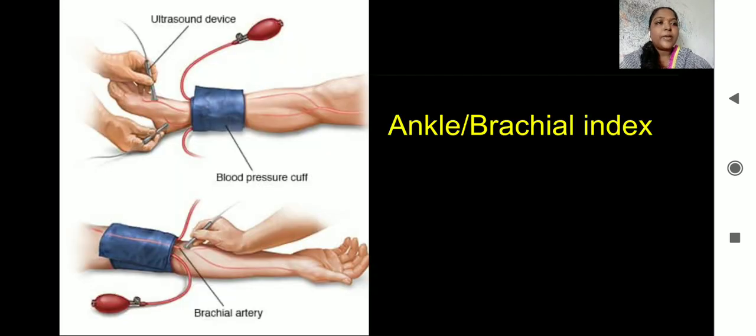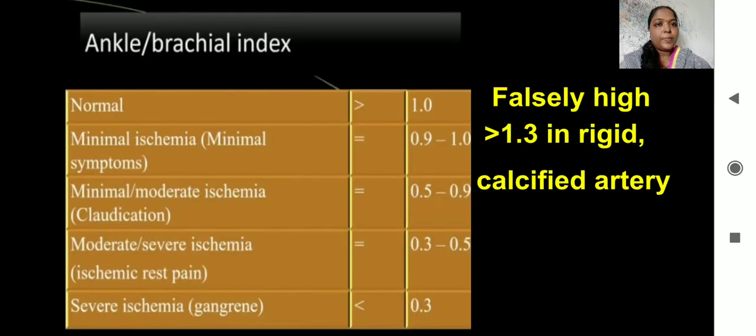Measure ankle brachial index. It is the ratio of blood pressure taken at the ankle level to that of the cubital fossa. Normal ankle brachial index is more than 1. When it is less than 1, it indicates there is ischemia. Falsely high ankle brachial index is seen in rigid and calcified arteries.